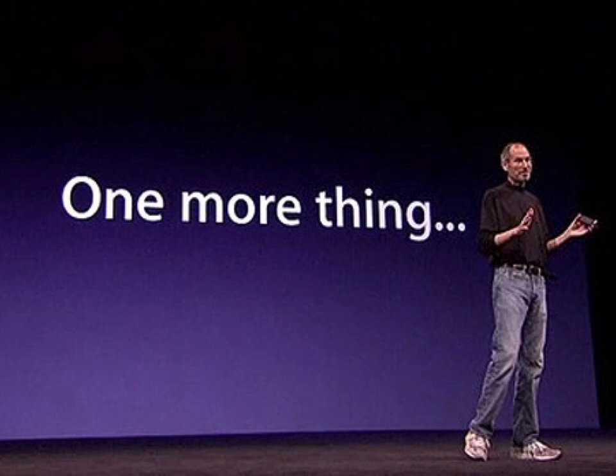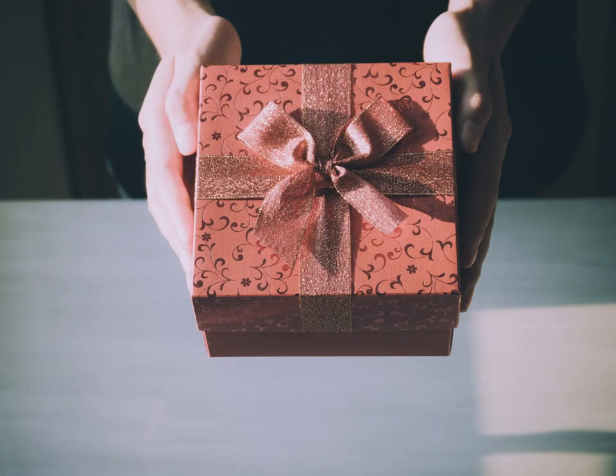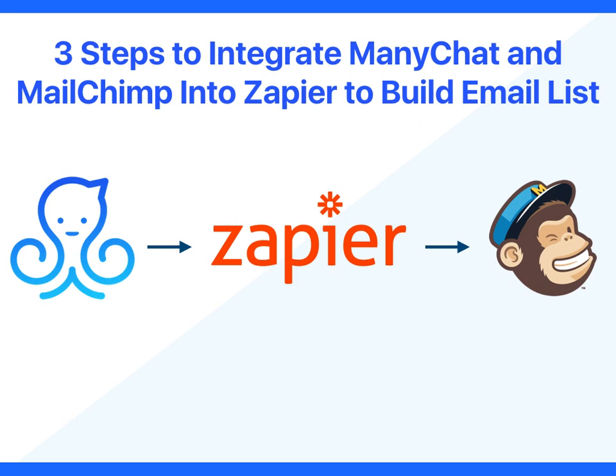You sat through a lot today, but I do have one more thing for you before you go ahead and implement this strategy. As promised earlier, I have a special gift for you. And ta-da! Here's another strategy to take things to the next level: 3 steps to integrate ManyChat and MailChimp into Zapier to build your email list. That's right, you can build your Messenger subscribers and also your email list at the same time. Killing 2 birds with 1 stone.